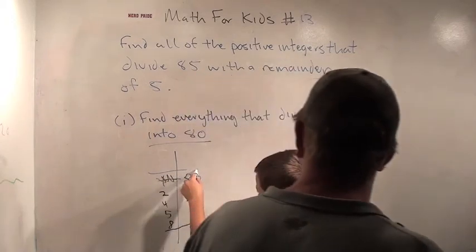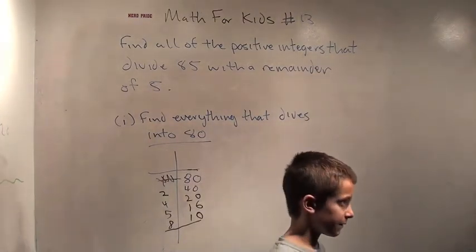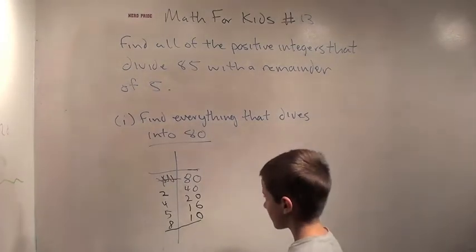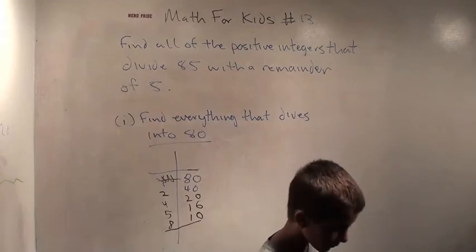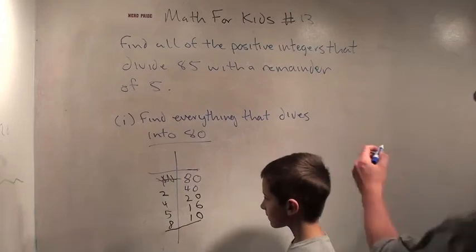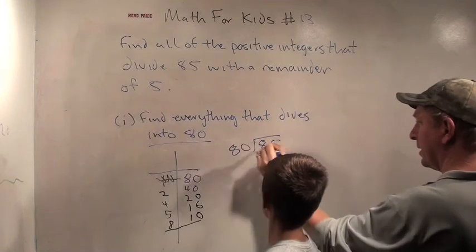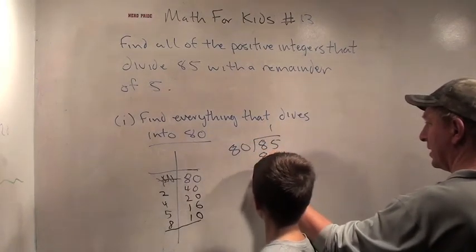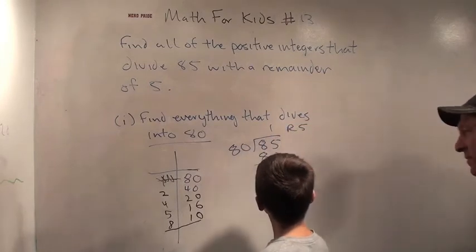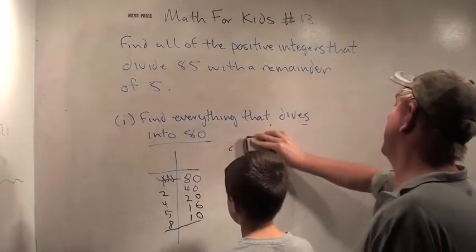What's 85 divided by 80? 85 divided by 80 is 5? No. What's 85 divided by 80? Let's say you were doing long division. 85 divided by 80 goes in once. You'd write 80. Bring down a 5. So it's 1, remainder 5. So 80 leaves a remainder of 5, but not 1. What's next?